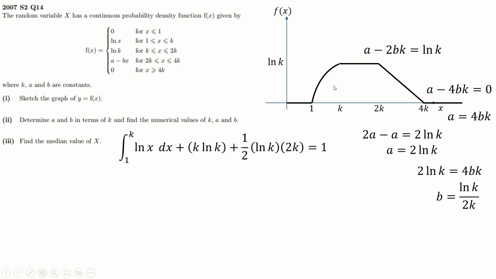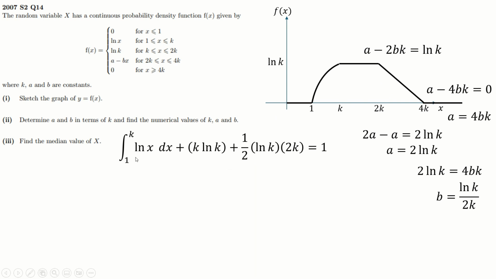Integrate between 1 and k of log x, because that's this function here. This is just a rectangle, width k, height log k, so that's just that. And this is a triangle, width 2k, height log k, so that's width times height times a half because it's a triangle. Of course, this just makes k log k plus another k log k makes 2k log k.